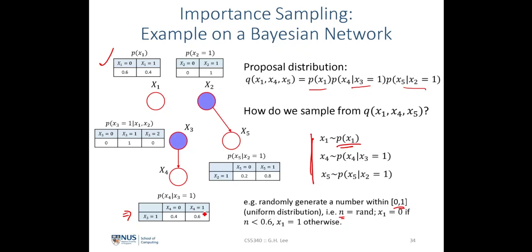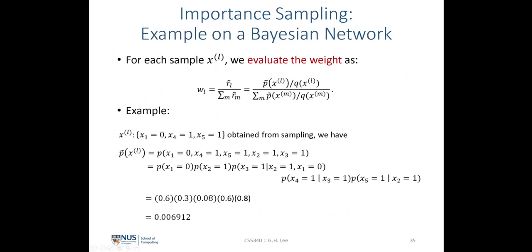And we'll do the same thing. We'll draw a random number within the range of 0 to 1, which we denote as n. And if n is lesser than 0.4, then x4 will take a state of 0. And if it is more than 0.4, it will take a state of 1. We'll do the similar thing to draw a sample of x5 from the conditional probability of x5 conditional upon x2 equals to 1.